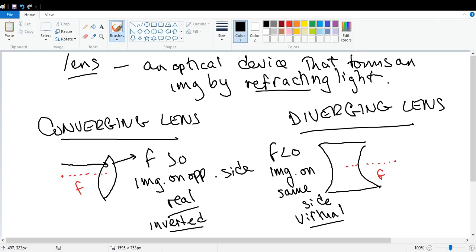So for a converging lens, the image is on the opposite side. So the image would be over here. It's real, but it's inverted. So the image would be here. And then it's the exact opposite for a diverging lens. So the image for a diverging lens is upright. The image is on the same side as the object. It is virtual because there's no light shining on it, but it's upright because the beams of light would converge over here. Okay, so that was an overview of mirrors and lenses.